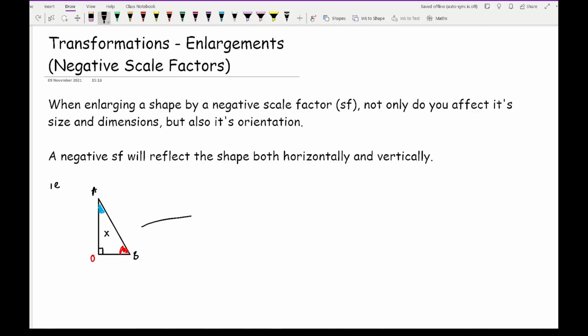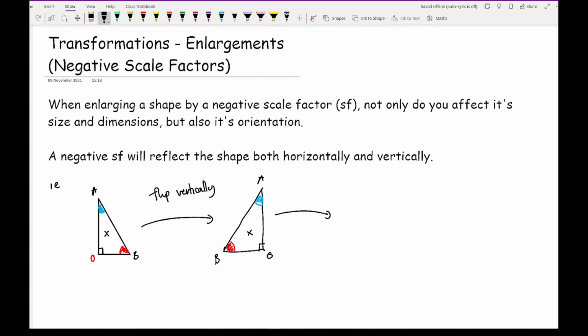Now if I flip this vertically, then what will happen is that triangle will look like this. So here's the right angle. This angle here is going to be red, and this top angle will still be blue. And again, just in terms of labeling, this will be A, this will be O, and this will be B.